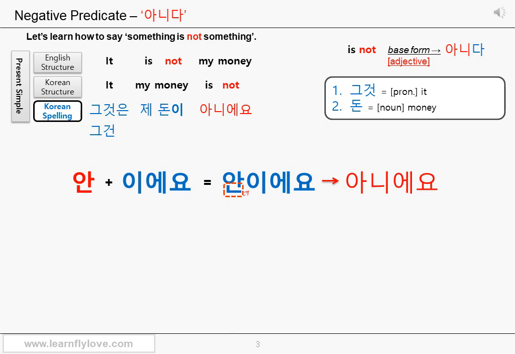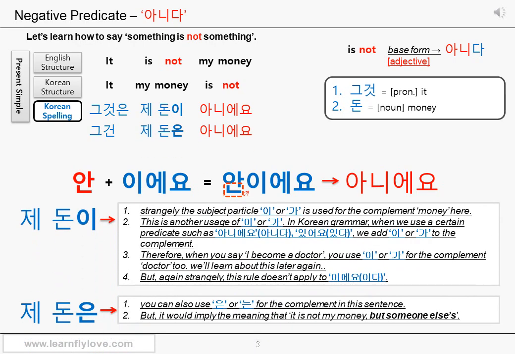Then, can we use the particle 은 or 는 for the complement? The answer is yes. Maybe this topic particle 은, 는 can be added to any noun because it also provides the nuance of comparing or contrasting. Let's just use it and see how it changes the meaning or the nuance of the sentence. 그것은 or 그건 제 돈은 아니에요.